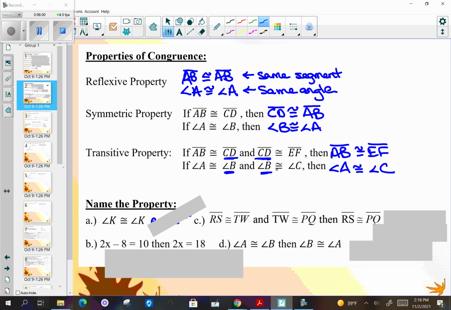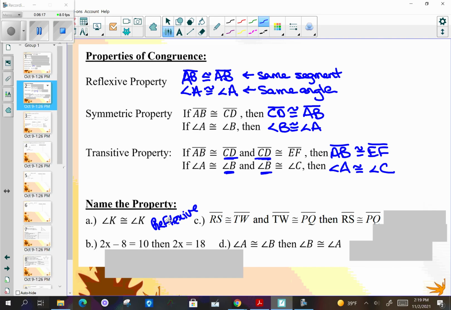So the first one tells me that angle K is congruent to angle K. Go ahead and pick the right property. All right, hopefully you picked reflexive because it is the same angle, so it's the same as itself.